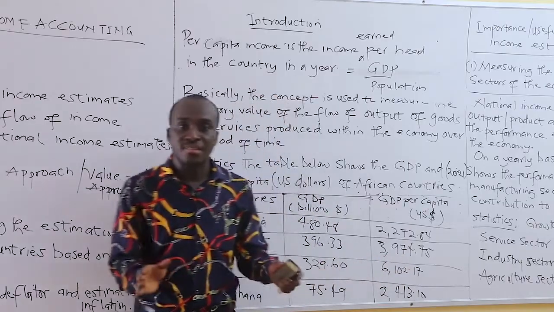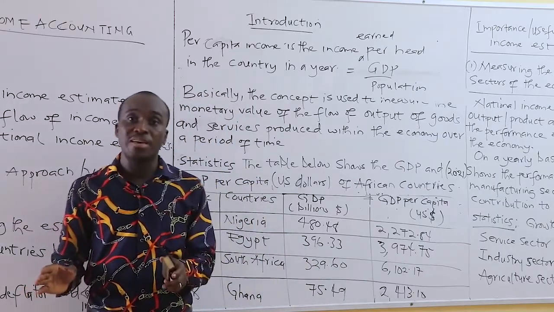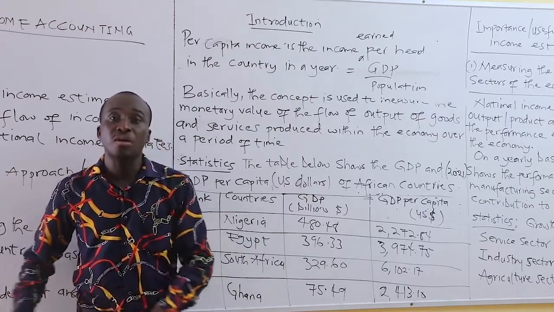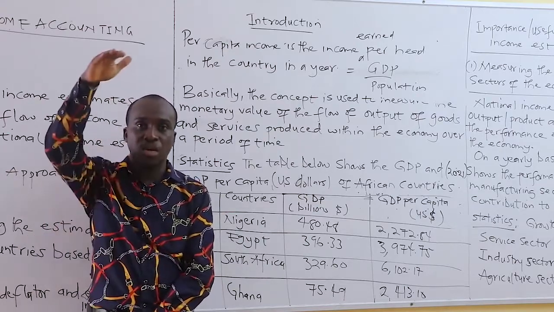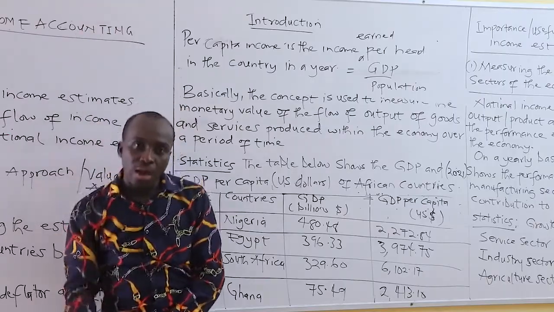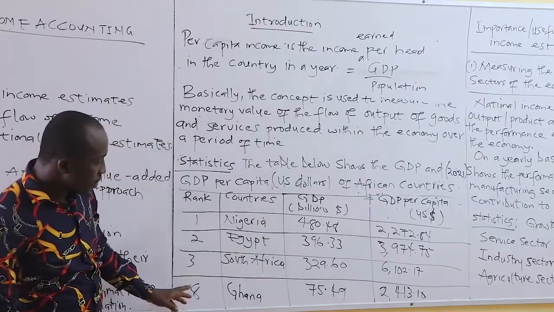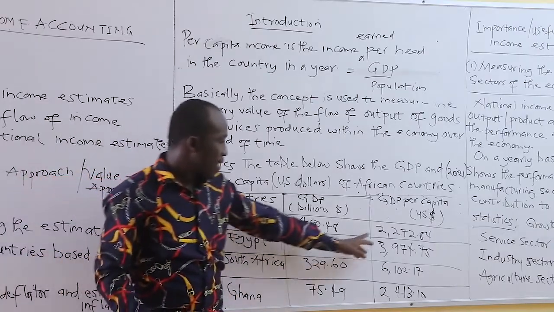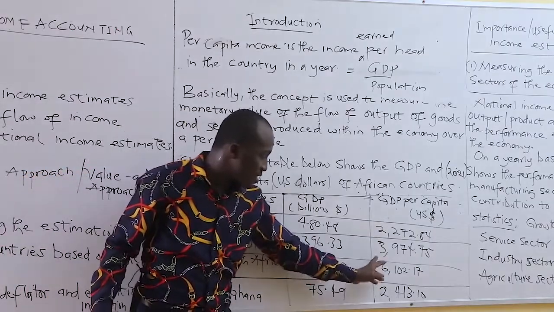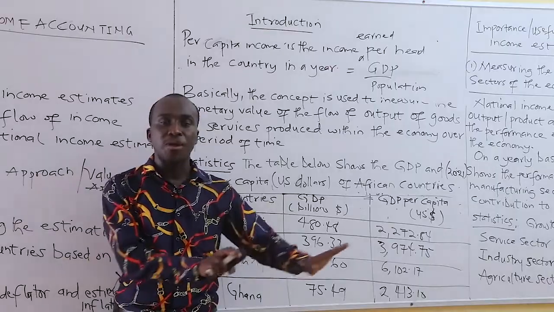If you have about 10,000, you are a higher middle income country. If you have like 5,000, 6,000, you're a lower middle income country. If you have like 1,000, 2,000, or 1,000 below, you are a developing country. So they use this to classify countries. The higher the per capita income, the more developed you are. The lower it is, the more it means that you are a developing country. If you take Nigeria, Egypt, their per capita income is 2,000, 3,000, so they are classified as lower middle income countries, right?